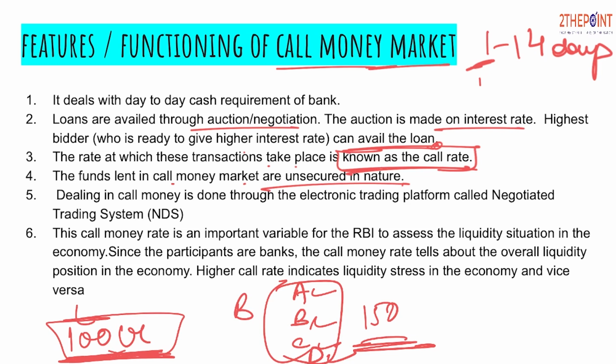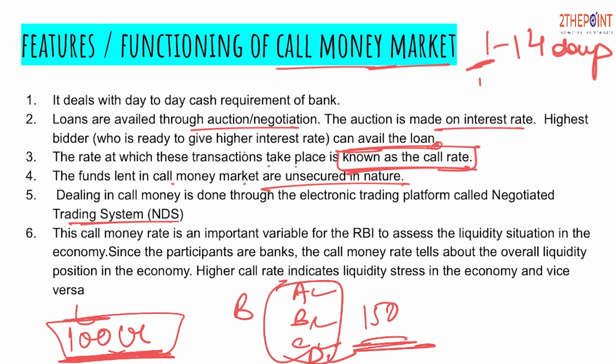Fifth point, the dealing in call money is done through an electronic trading platform called the negotiated dealing system. All the dealing between the lender and borrower, that is the auction, the paying of interest and the money back, takes place through this system. And the sixth point is that the call money rate is an important variable for the RBI to assess the liquidity situation in the economy.